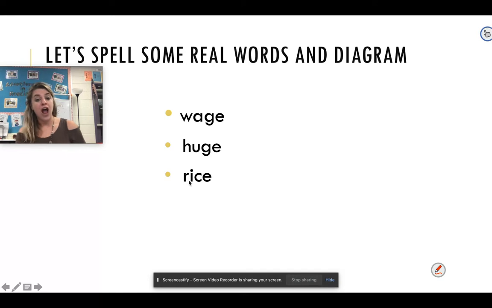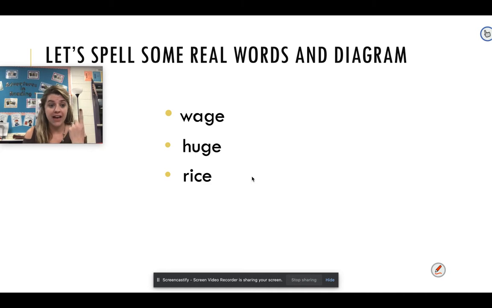R-I-C-E. Ice. Rice. Okay? Our next word is space. Space. Space. Oh, I hear a blend at the beginning. Ace. Space. All right, let's think about it.